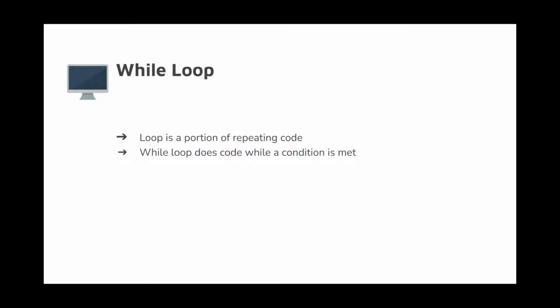Now, before we start, it is important to understand the concepts that will be used in this program. The main concept used here is a while loop. A loop is essentially a portion of code that repeats over and over again until a certain condition is met or unmet. So, a while loop consists of code that will do something while a condition is met.